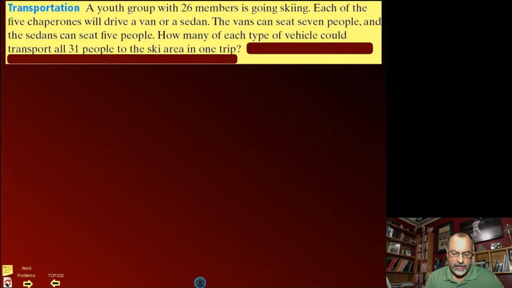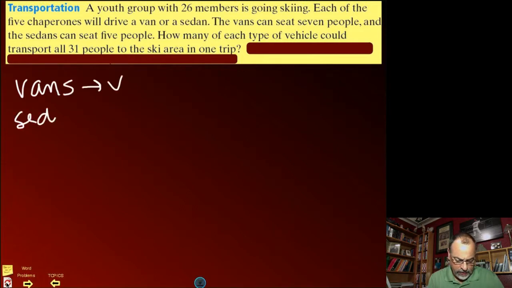So in a situation like this, and again, this is a very common type of problem that you run into, it's actually giving you 2 ways to look at sedans and vans. The first way is how many sedans and how many vans are going to be used. Well, we don't know, so we do know though we're going to be driving vans and sedans. So we need to choose some variables, so we'll let our vans equal V, and we'll let our sedans equal S. Okay, so we have that.